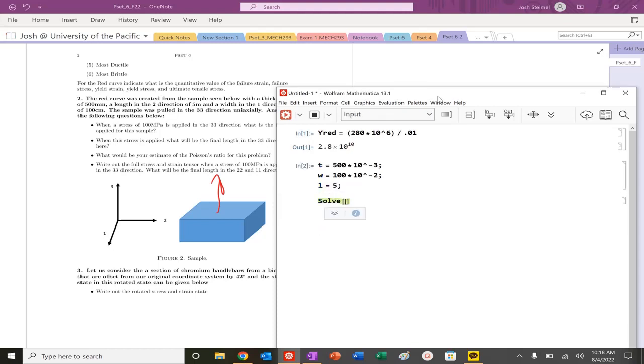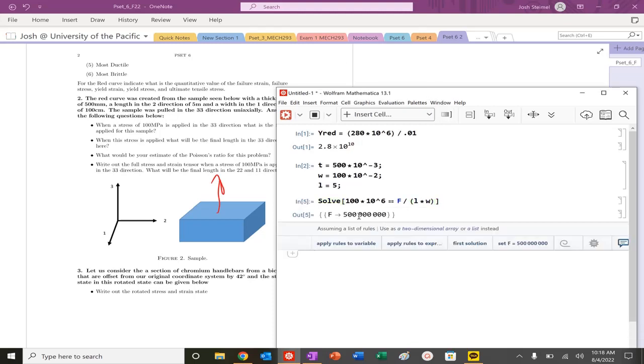So I need to solve 100 times 10 to the 6 equal to force divided by my area, which is basically my length times my width, because that's the width in the 1 direction. Solve. So it's going to be 500 meganewtons. Yep. So there we go.